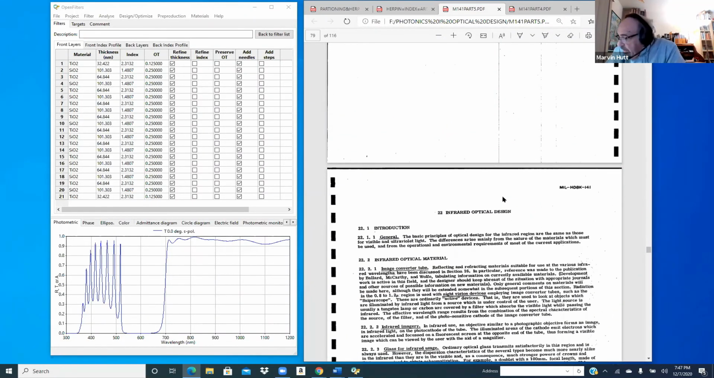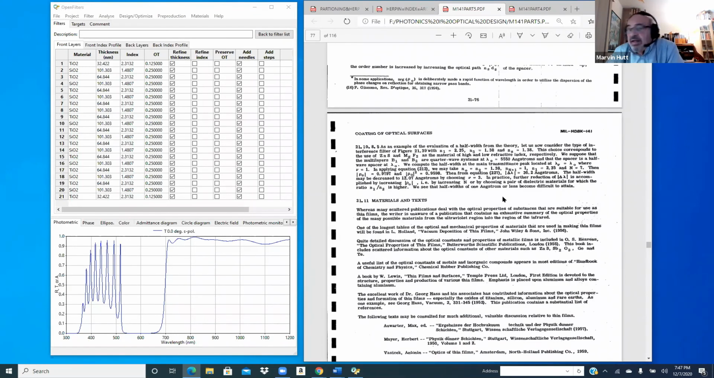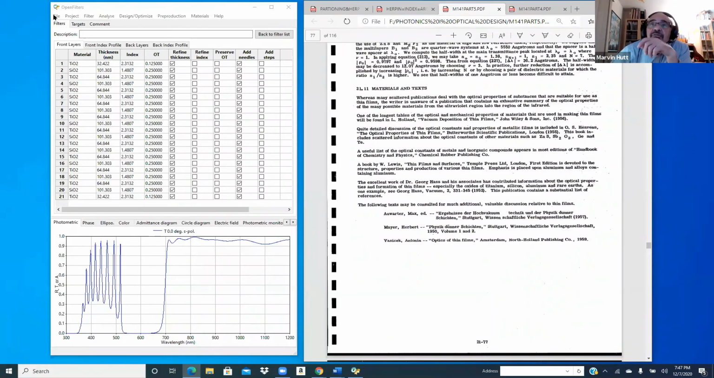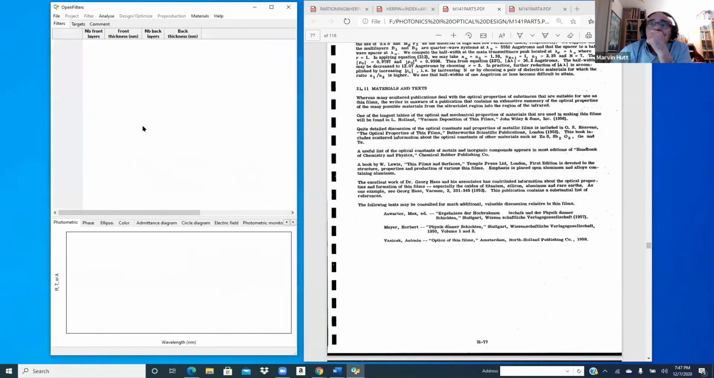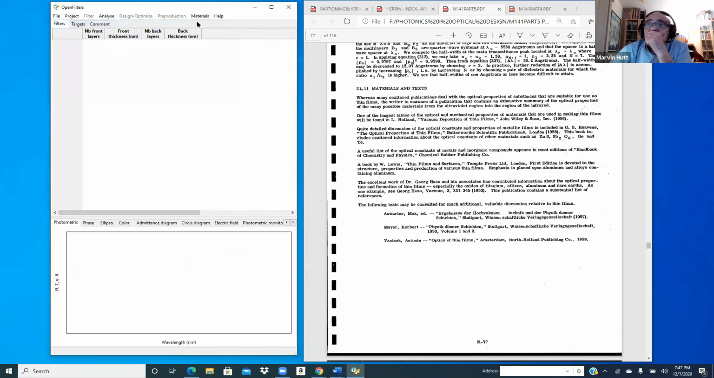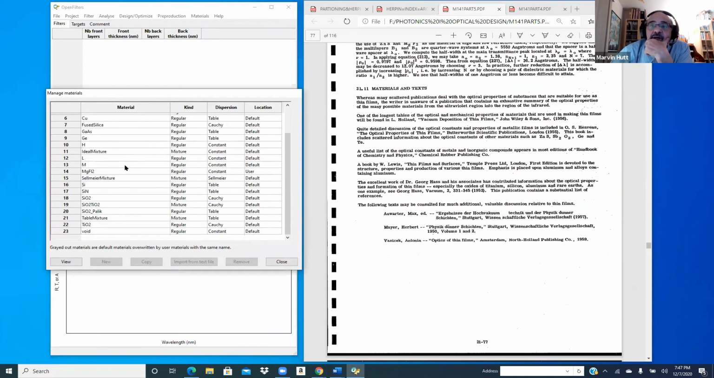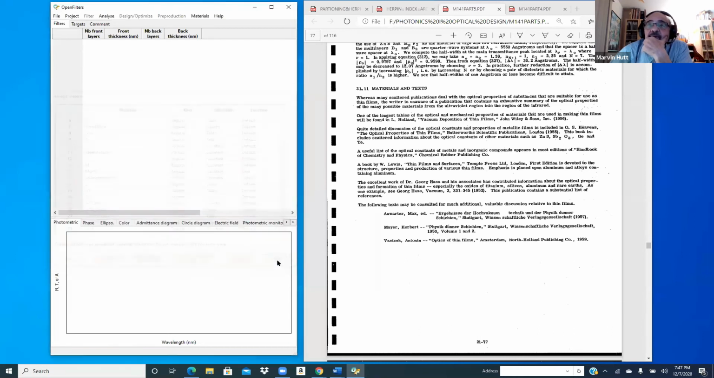does he have it in 21? No, he may have had it. Let's come over here, file, close project. No, file, new project. And of course, what you have to do is go to materials, manage the materials, make sure you've got what you want in there. So let's do it again, SiO2, high and low. Close that.